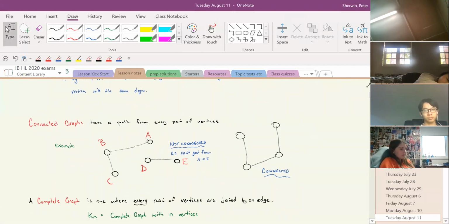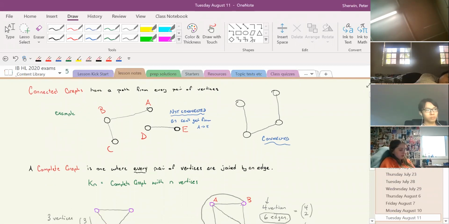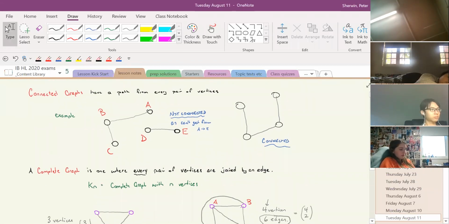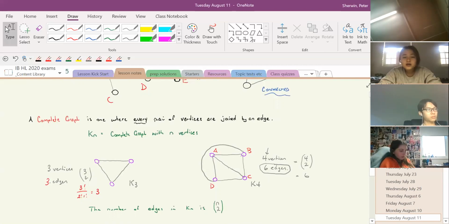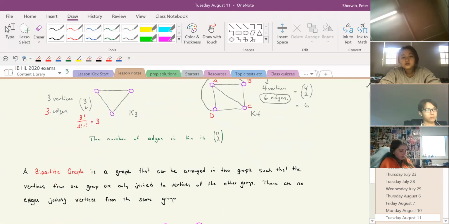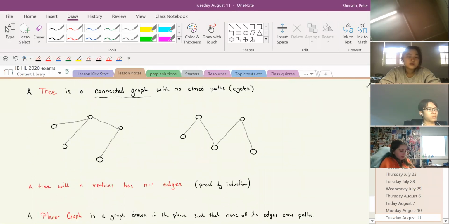A connected graph is one where you can get from one point to another. Usually fairly obvious to see, right? It's disconnected if there are two separate parts, if you can't get from one point to any other point. A complete graph is where every pair of vertices is joined up, and a bipartite graph is in two groups and doesn't join vertices from the same group. Okay, just a couple more. Yeah, go on.